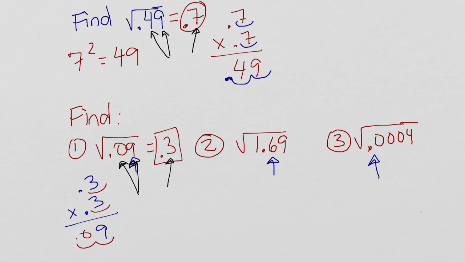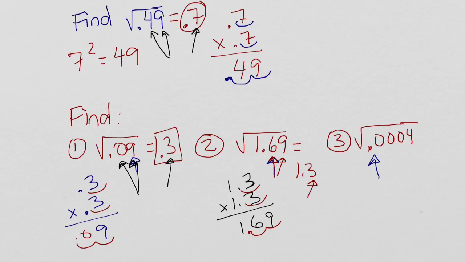Let's look here, 1.69. Well, it can't be 13. Even though 13 squared is 169, it can't be 13 because there's a decimal point. So what if we tried 1.3? 13 times 13 is going to be 169, but I'm going to have to count the decimal places here, 1, 2, and I'm going to have to move my decimal point 1, 2, 1.69. So notice that the answer here is 1.3. There were 2 decimal places after the decimal point inside the square root, and only 1 on the outside.